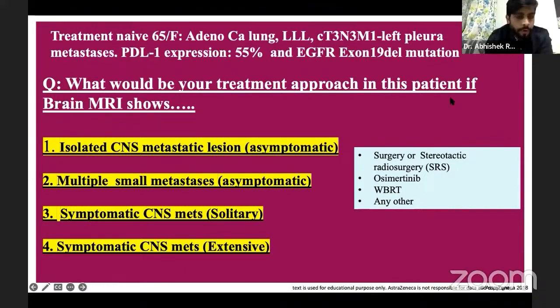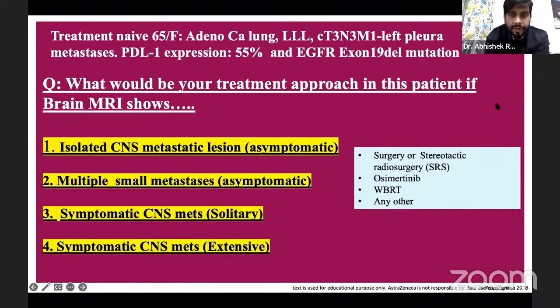Yeah, thank you for your input, sir. Any other approach here? Any other panelist? I think the majority of the panelists will agree with this. For isolated CNS metastasis or even multiple small asymptomatic ones, the CNS PFS rates with osimertinib are excellent. I think we can straight away start the patients on this. But if the patient has associated edema or symptomatic disease, I think we will probably discuss the case in tumor board and refer to our radiation oncology colleague.